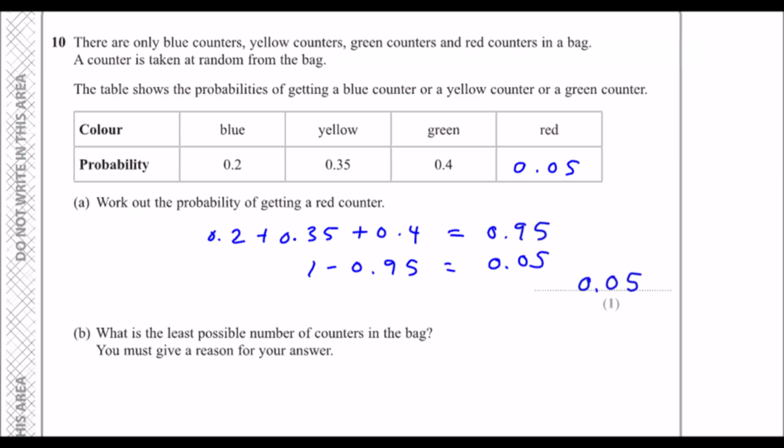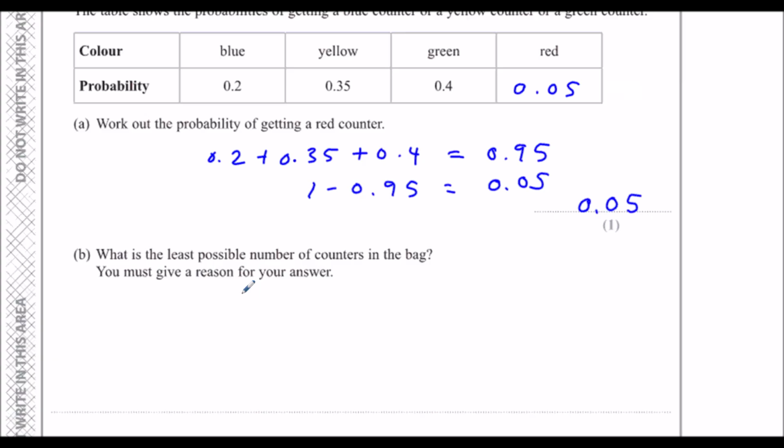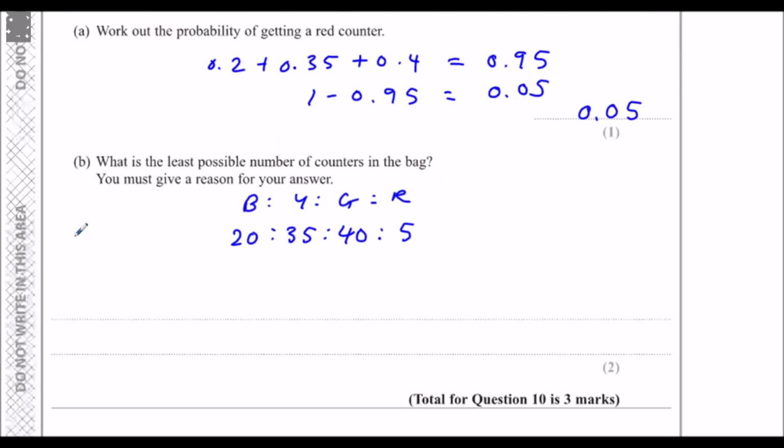Part B. What is the least possible number of counters in the bag? You must give a reason for your answer. Okay, so let's write these as percentages. So we've got blue, yellow, green, red. So it's 20%, 35%, 40%, and 5%. So there's the ratio, and we want to simplify it as much as possible.